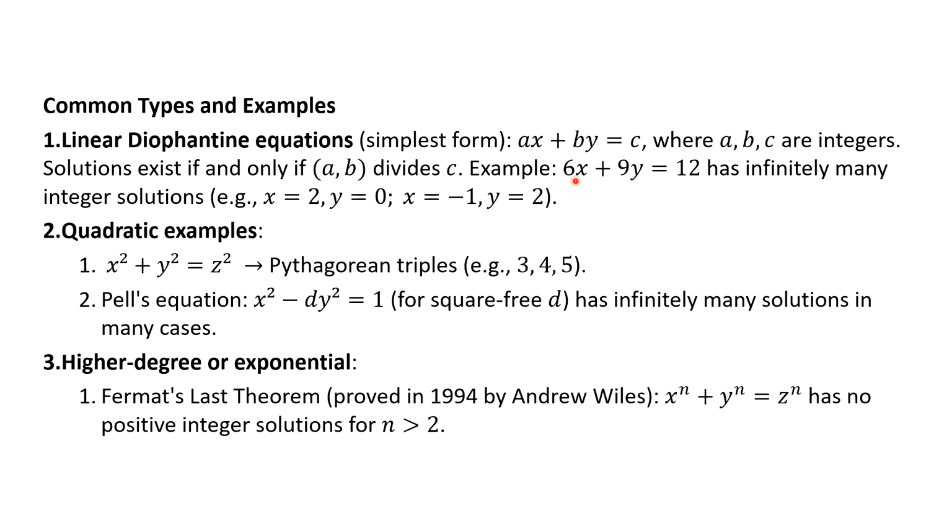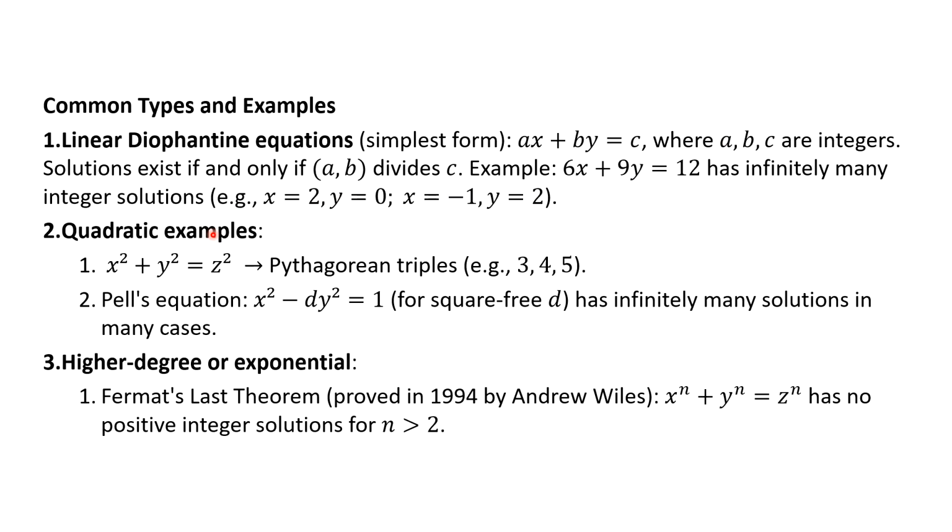So example, 6x plus 9y equals 12. The GCD of 6 and 9 is 3, which does divide 12. And in fact, there are infinitely many solutions. And I just gave a couple of examples here. x equals 2, that would give you 12, and y equals 0, so that would be a solution. And you have x equals minus 1, that's minus 6, 2 times 9 is 18, and again you get 12. So that's just two possible solutions.